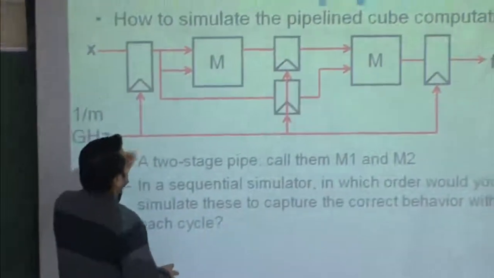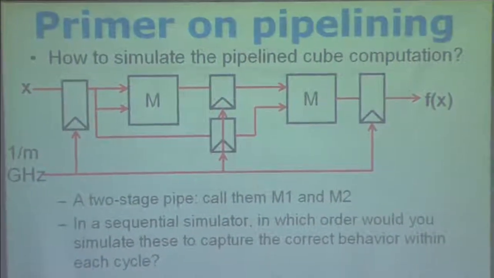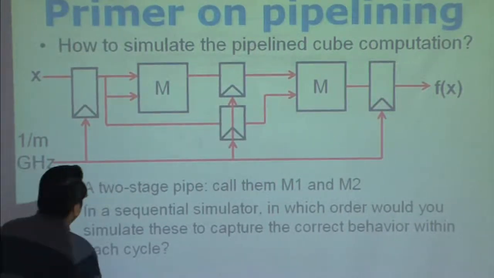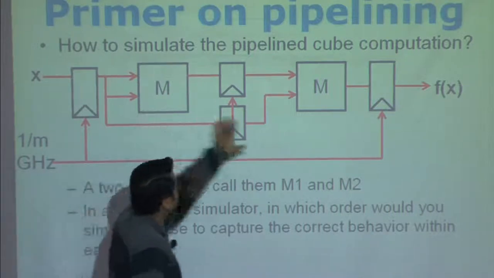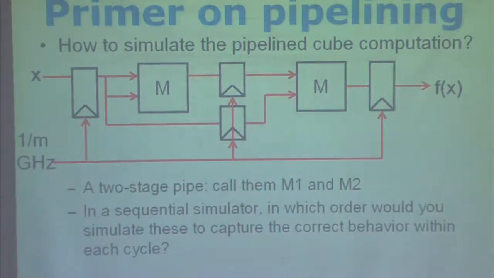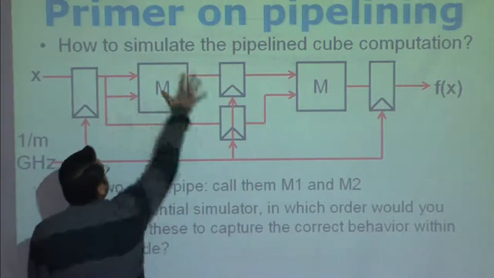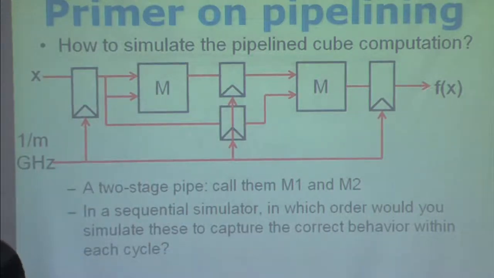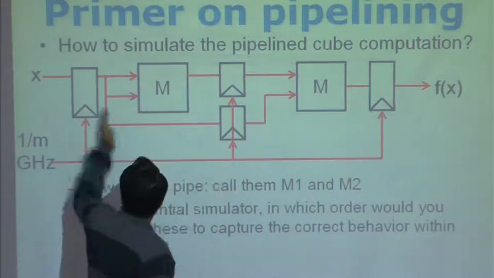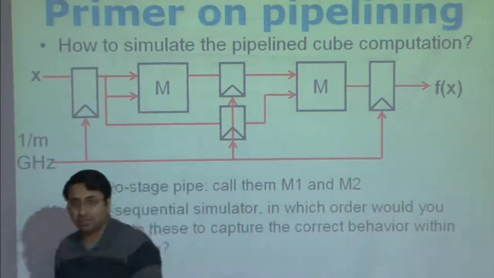So let's take a look at this simple example, the one that we started with yesterday. It's the cubing circuit, right? Compute fx equal to x cube. So it's a two-stage pipe. Let's call them M1 and M2. I have a latch in between. So you can see that I can easily write down a piece of software describing this particular block. It's a multiplier. Whatever algorithm I want to implement in the multiplier, I can easily write it down. Okay, all right. The question arises about this latch here, this latch here, and this latch here: how to mimic their behavior.